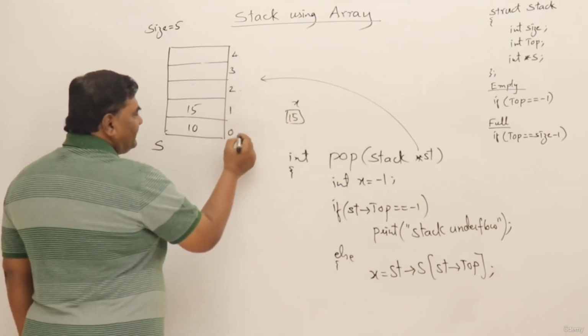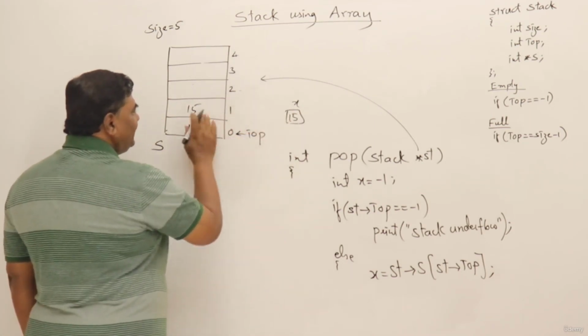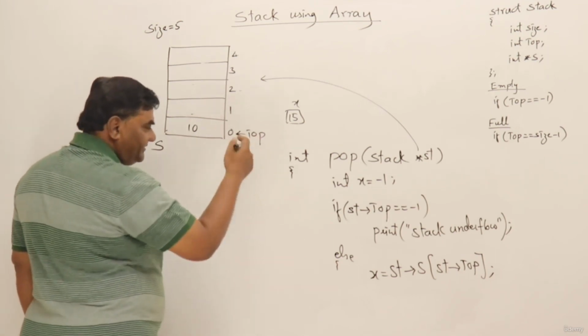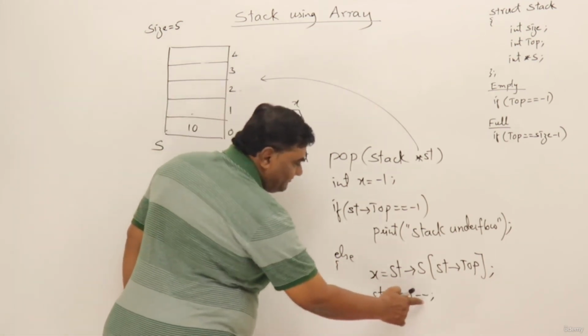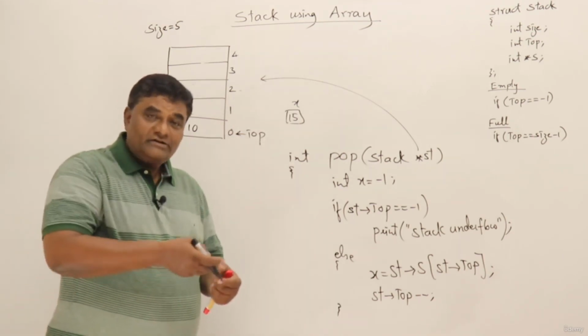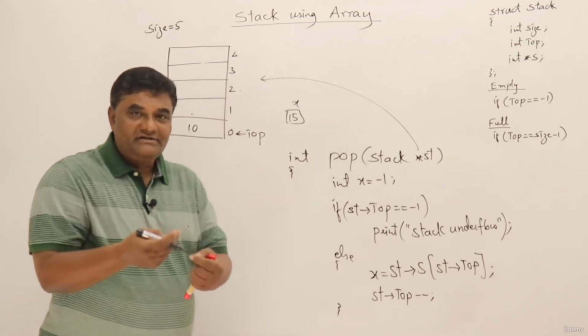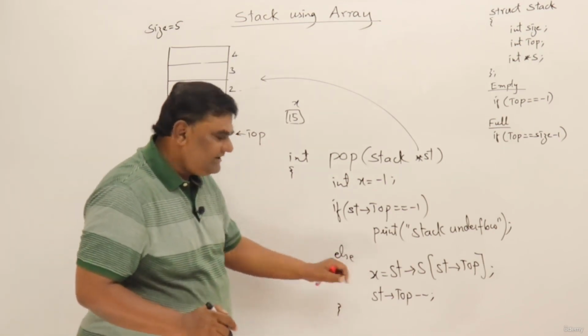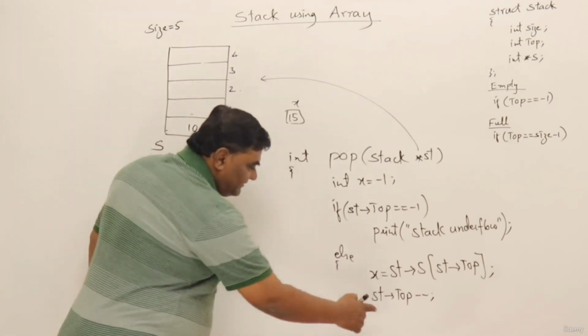Then decrement the top pointer, top minus minus. So we assume that this value is deleted. I should decrement the top pointer. So st is top minus minus. The top pointer is decremented. Now finally, the value that is taken out from the stack, I should return it. So return the value that is present inside x. Here I write return x.